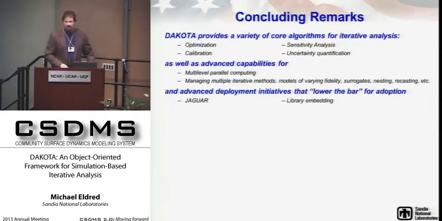Okay, last slide. Again, the first part of the talk, I hope I showed you that DAKOTA provides a variety of different types of iterative algorithms for doing optimization, calibration, sensitivity analysis, and uncertainty quantification. We've put a particular emphasis on parallel computing. We also, as you evolve in your capability with DAKOTA, you can move to more sophisticated things that involve multiple iterators, surrogates, nesting and recasting.